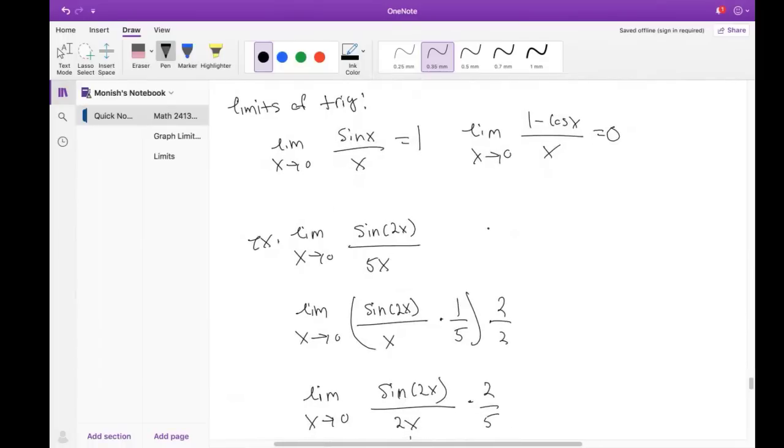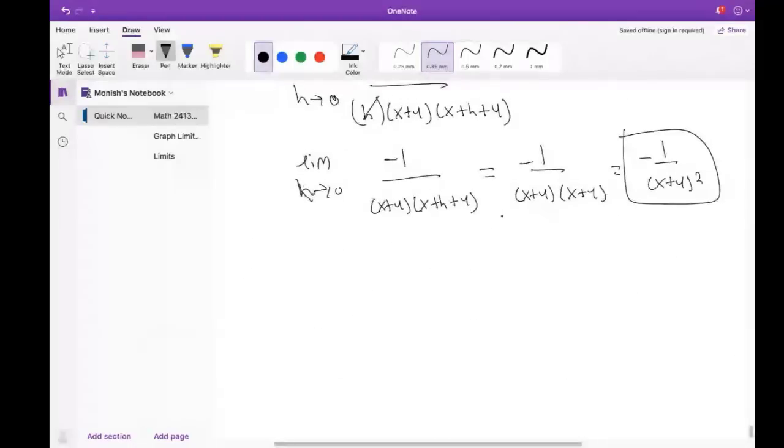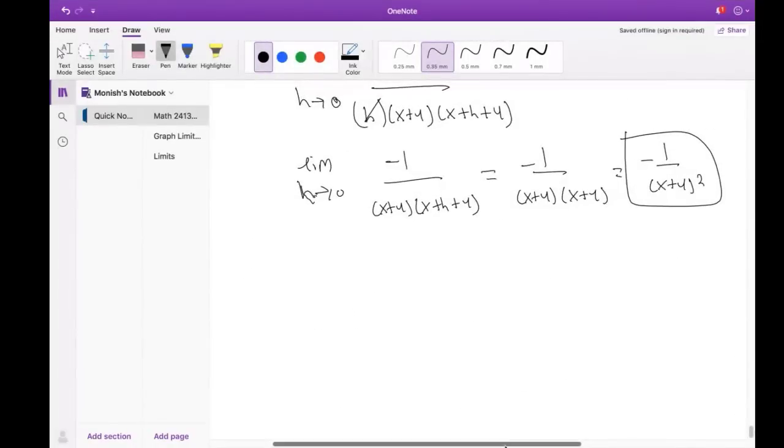And then limits of trig, the two basic ones you need to know are sine x over x is 1 and 1 minus cosine x over x is 0. And I guess now tan x over x is 1, but that's just because the cosine x will automatically approach 1. And that's all there is to cover.